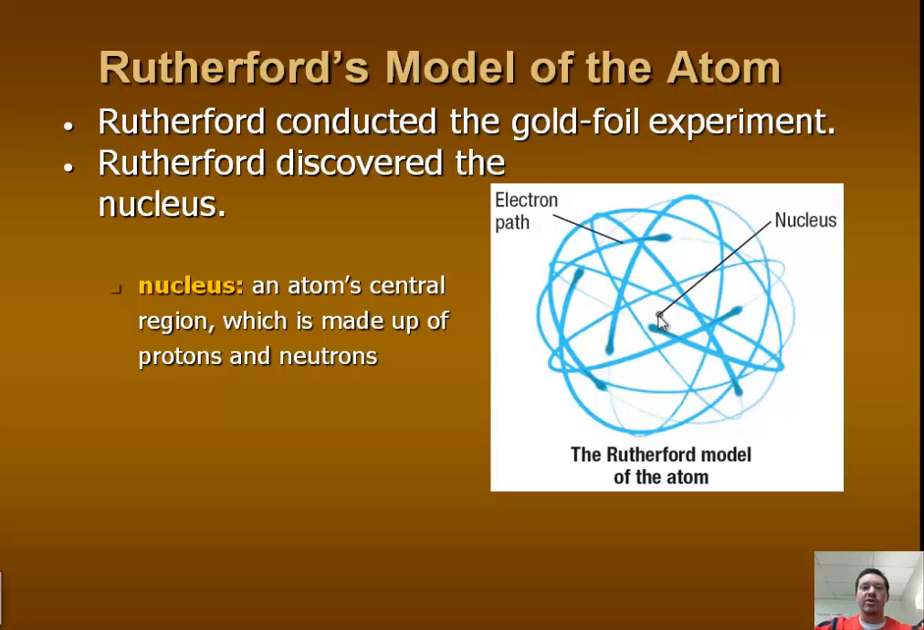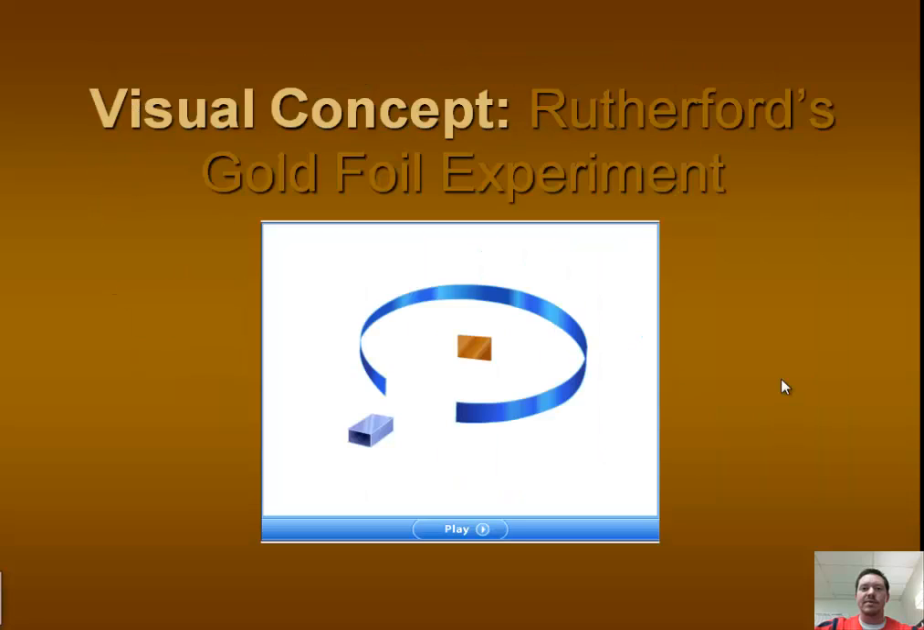We said that the nucleus is this positively charged center that's found within, and then the electrons are outside the nucleus. And he also said that the atom was mostly empty space.